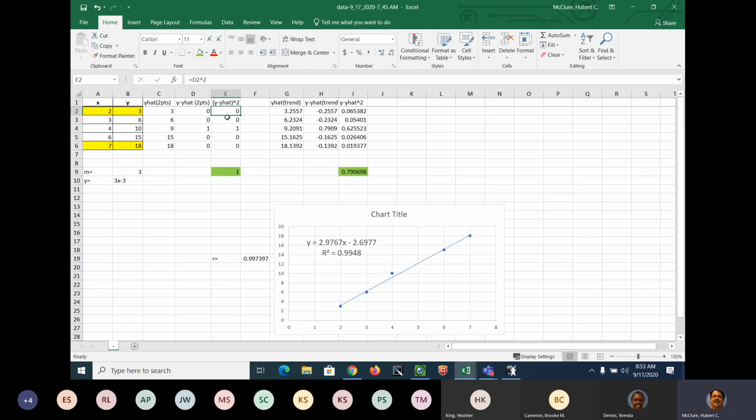So y minus y hat quantity squared is 0, 0, 1, 0, 0. And for the trend line, y minus y hat quantity squared is 0.065, dot, dot, dot, 0.05, dot, dot, dot, 0.62, dot, dot, dot, 0.02, dot, dot, dot, and 0.019, dot, dot, dot.